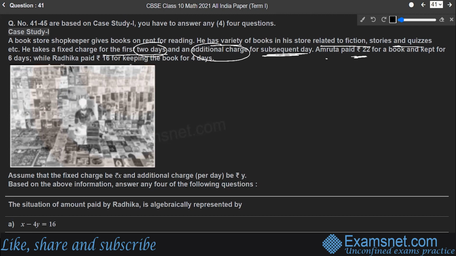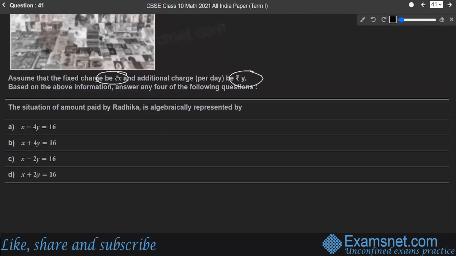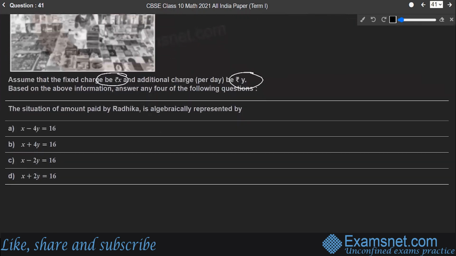Amruta paid rupees 22 for a book and kept it for 6 days, while Radhika paid rupees 16 and kept it for 4 days. So these are the situations given. What we are supposed to do: assume the fixed charges be X, and the additional charge per day is Y rupees per day. Based on the above information, answer any four of the following questions. The first question given is the situation of amount paid by Radhika, algebraically represented by.